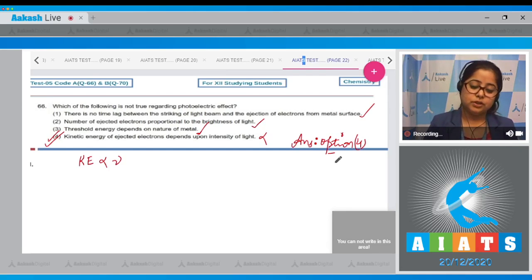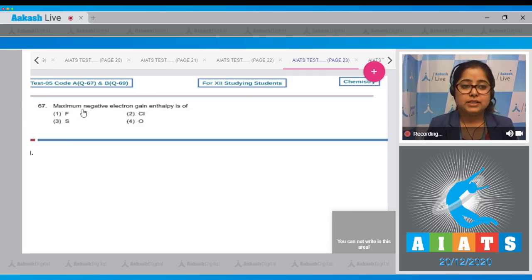Moving to next question, which is question number 67. Let's read it. Maximum negative electron gain enthalpy is of fluorine, chlorine, sulfur and oxygen. Student, the correct answer here is option number 2, that is chlorine, because we know that on moving left to right, the value of negative electron gain enthalpy increases. Also, on moving top to bottom in a periodic table, the value of negative electron gain enthalpy decreases.